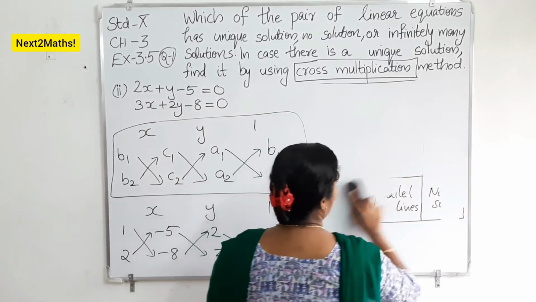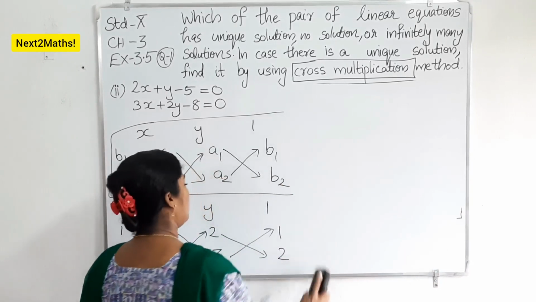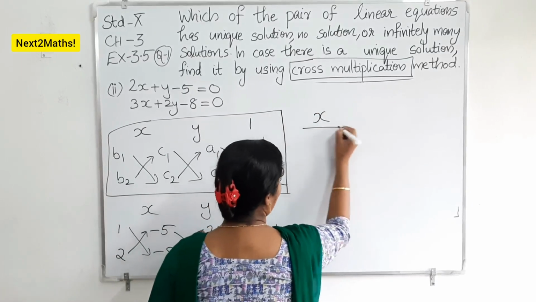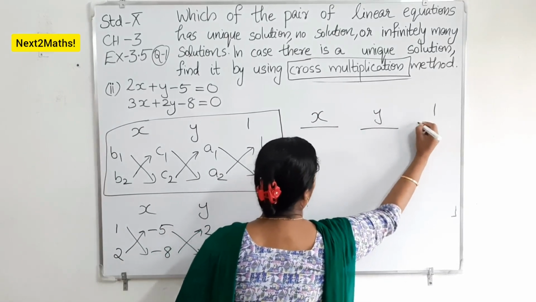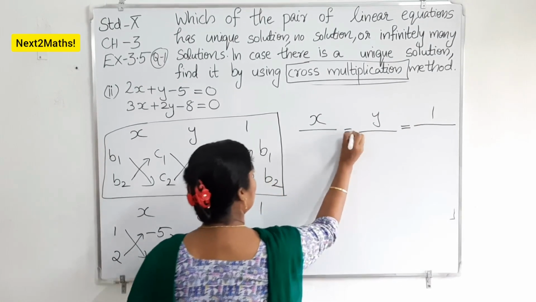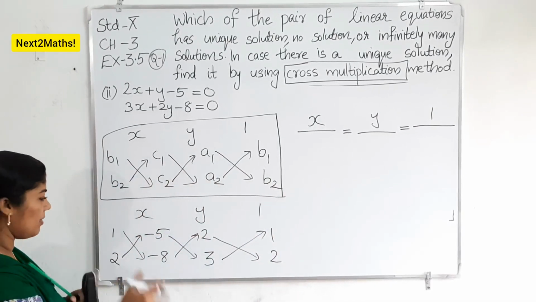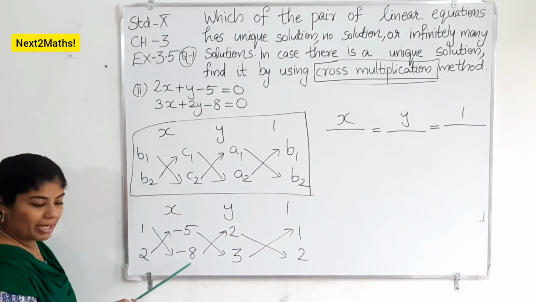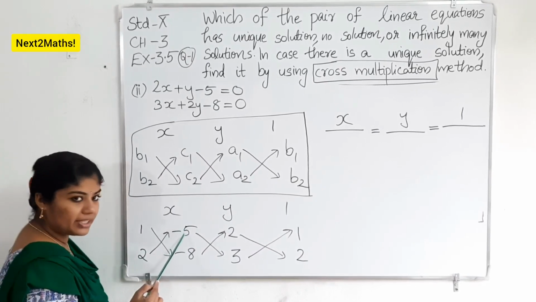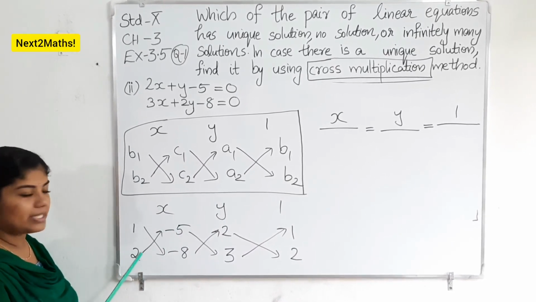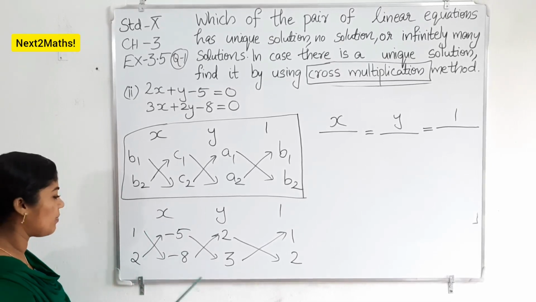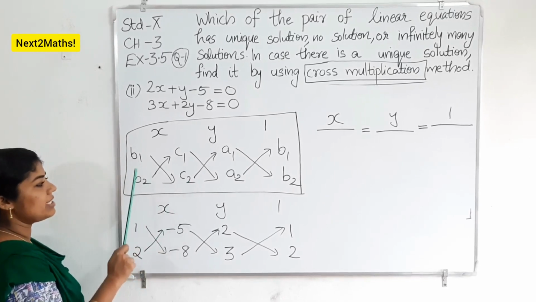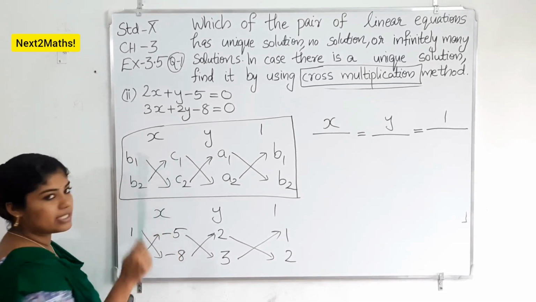So let's check based on the conditions. Okay, so first of all we can write x divided by, and y divided by, 1 divided by, like that, in between, and the equal to symbol. This is the first step we are writing, and reminding how to do it based on the pointers. See, 1 multiply with minus 8 and 2 multiply with minus 5. That we did previously. In the previous example also we did this cross multiplication method. So let's write, that means b1 multiply with c2 minus b2 multiply with c1.